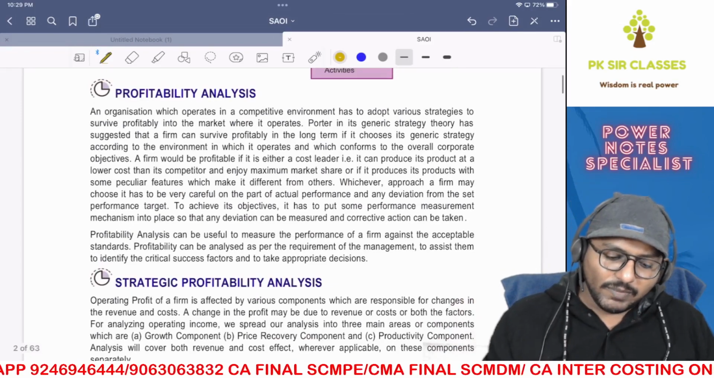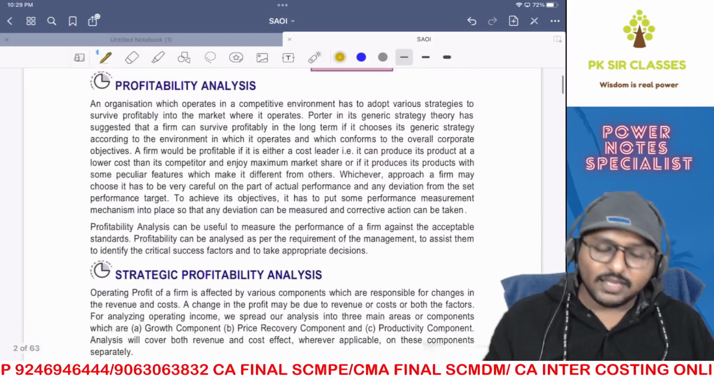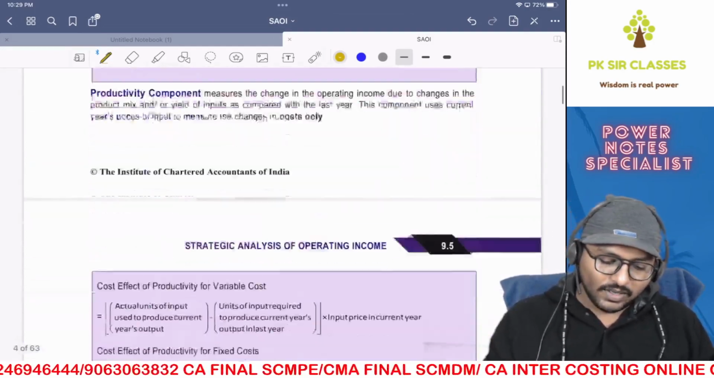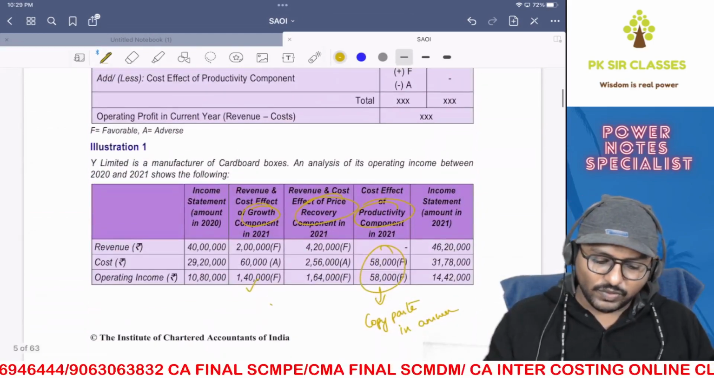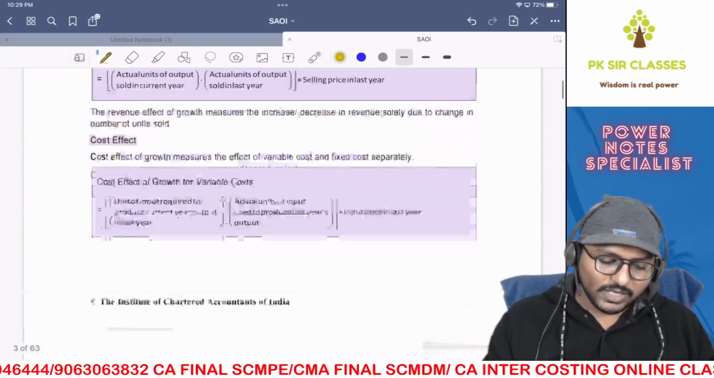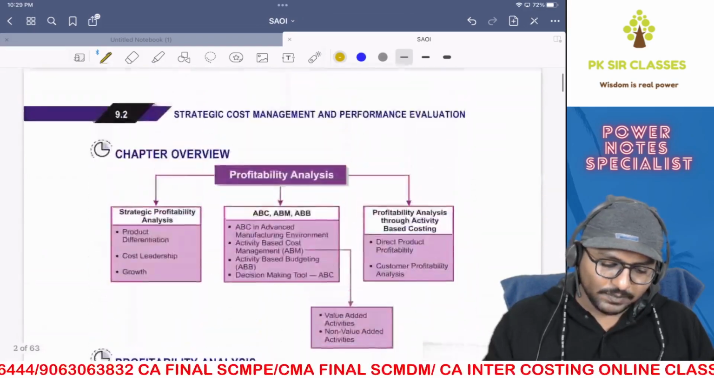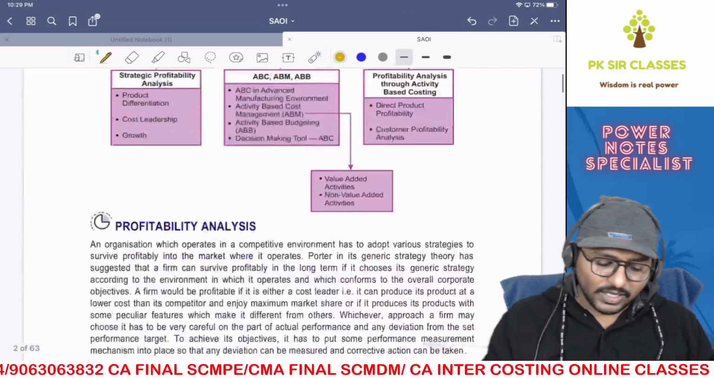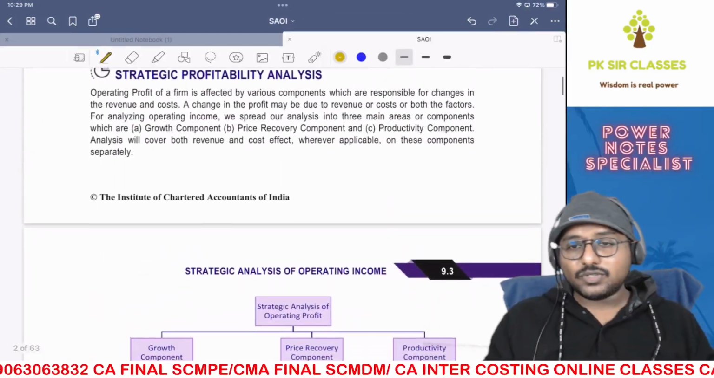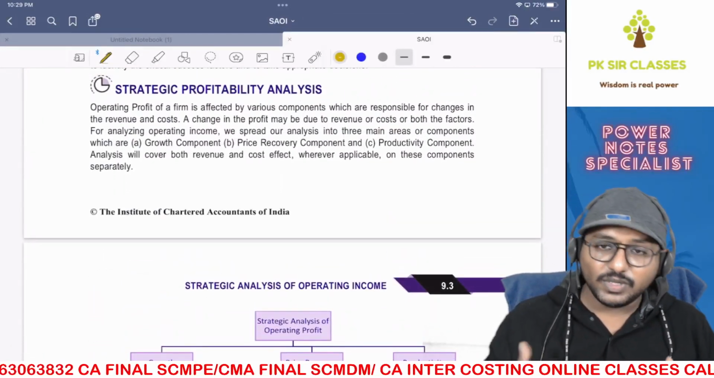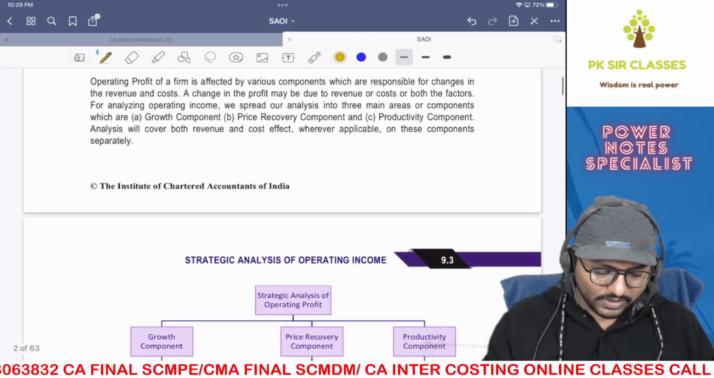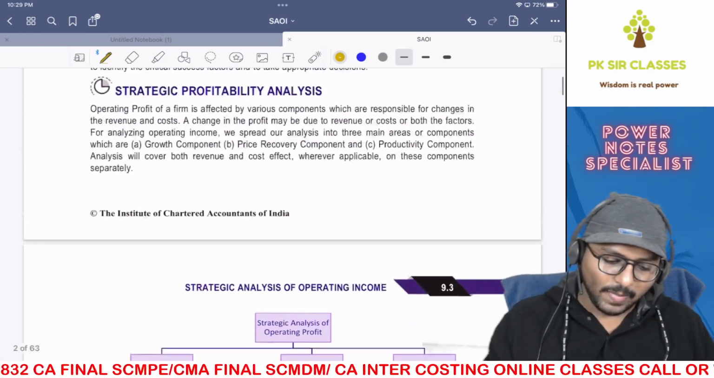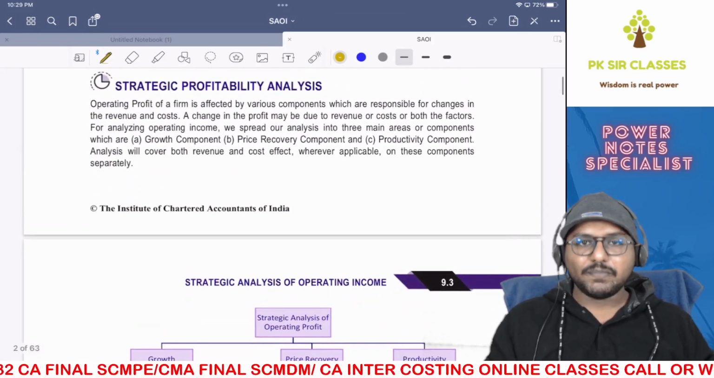Anyways, the moment I posted that video, I told you that this particular question is very important. The first question, which is about strategic profitability analysis of this chapter, that is SAO, strategic analysis of operating income. And many students have messaged me saying that, sir, this is a very complicated topic for us. We were not able to remember all these formulas. It is pretty cumbersome. So that is the reason I'm posting this video immediately.